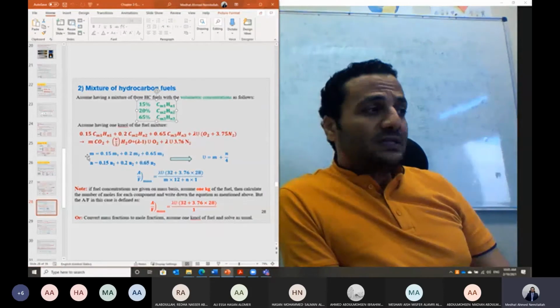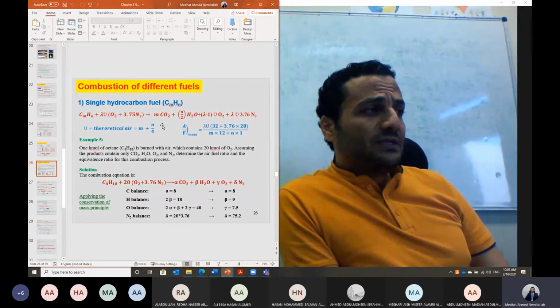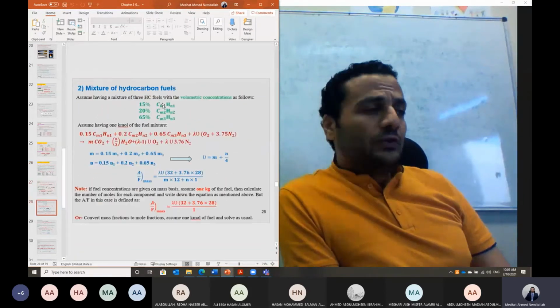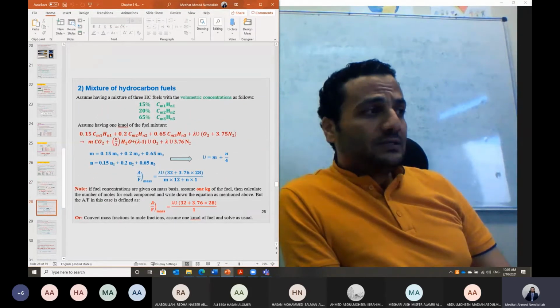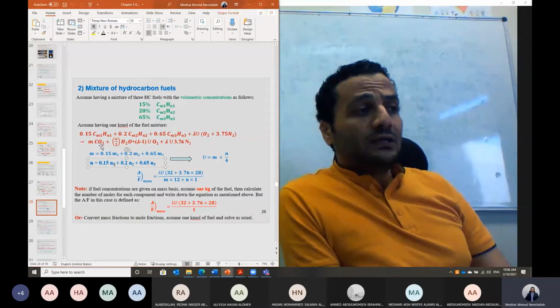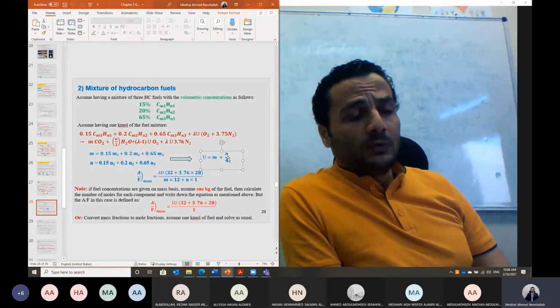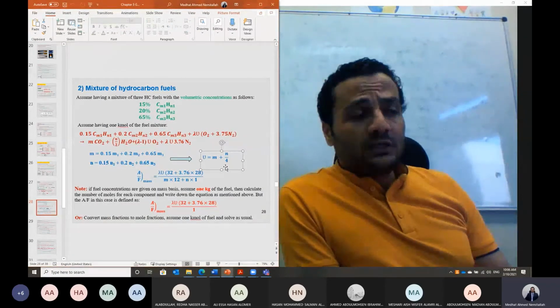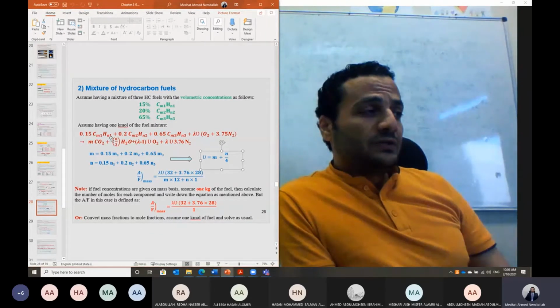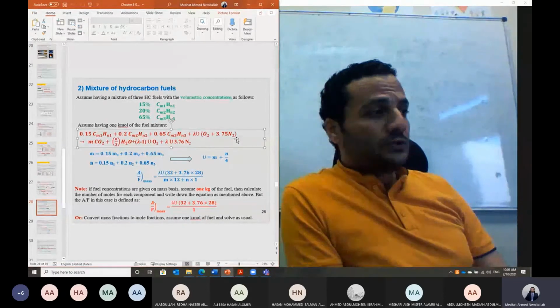But in this case, the value of m: if we have a single hydrocarbon, m is the number of carbon atoms and n is the number of hydrogen atoms in the fuel. If we have a mixture of hydrocarbons like this, then m in this case will equal 0.15 m1 plus 0.2 m2 plus 0.65 m3, and this is m. And n we can calculate the same way, and gamma is equal to m plus n over 4, which is the theoretical amount of air required in order to convert this fuel from the reactants to the combustion products.